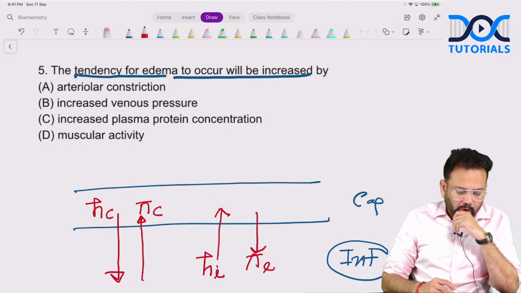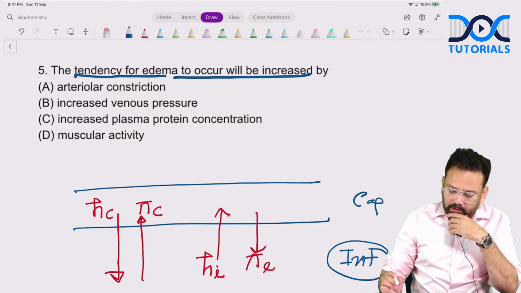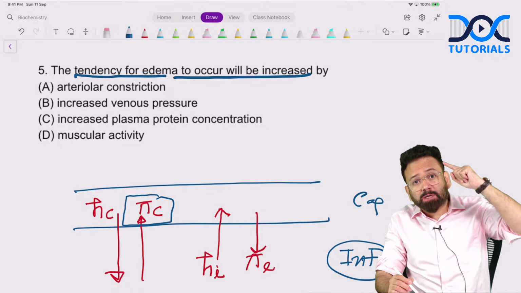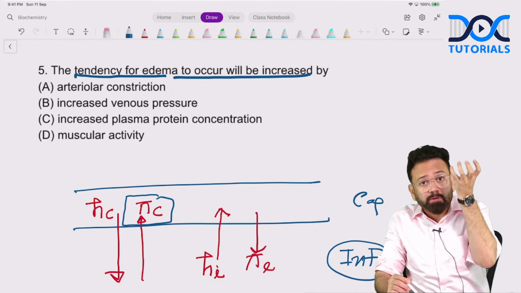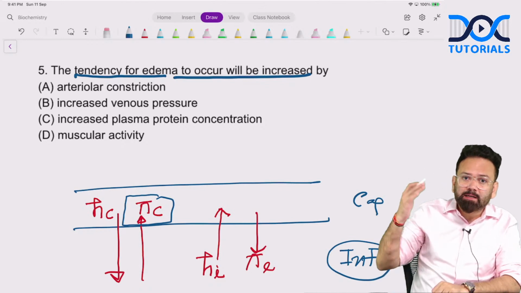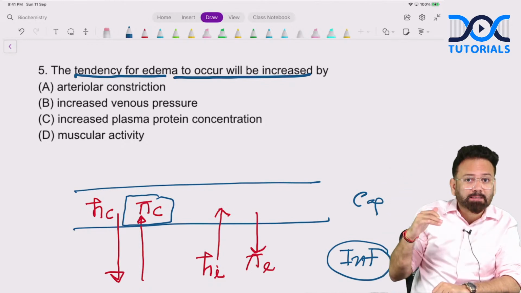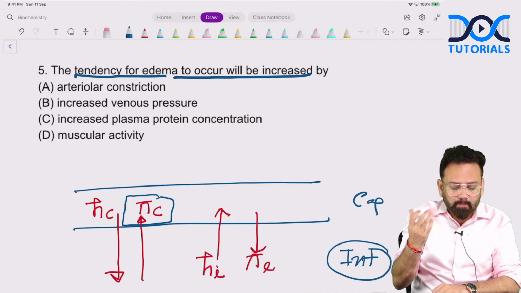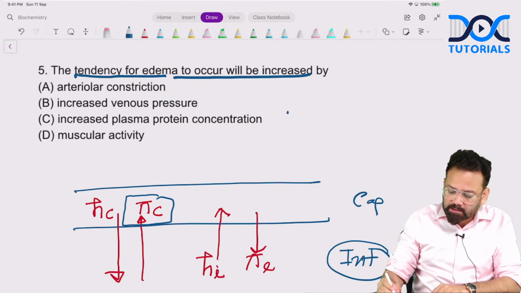Okay. If you are saying C, C means increase plasma protein. If plasma protein is more, oncotic pressure will be more, retention of water will be more, so edema will be less. That is why in liver disease and kidney disease, plasma protein is less, so retention is less, so edema is more. So this is not the answer. It should be less plasma protein.